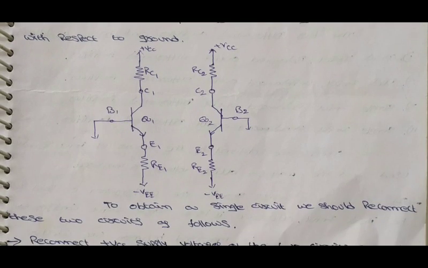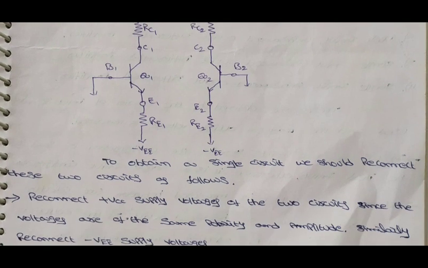So previously we said that whatever components we use in the first circuit should be equal in the second circuit also. For example, if we use the transistor Q1 as a BJT, then we need to use the transistor Q2 also as a BJT. And if we use the resistor RC1 as 10 kilo ohms, then we need to use RC2 also as 10 kilo ohms. Like that, we need to use the same type of components in each and every emitter biased circuit.